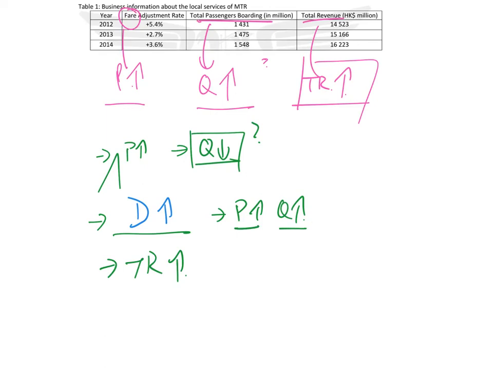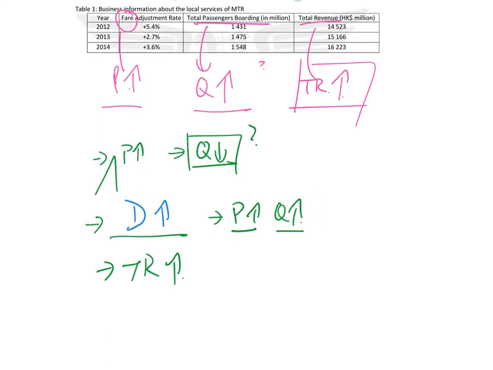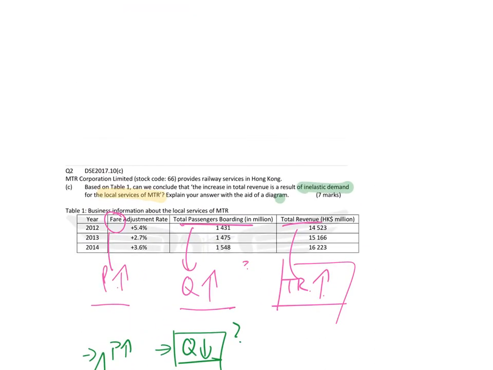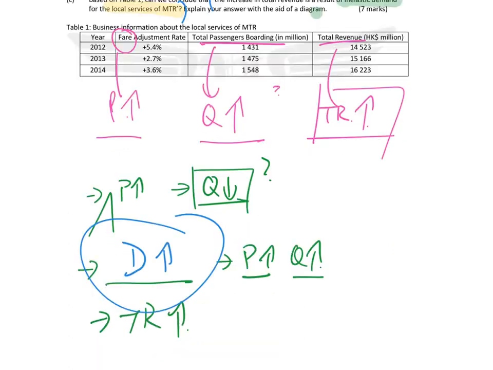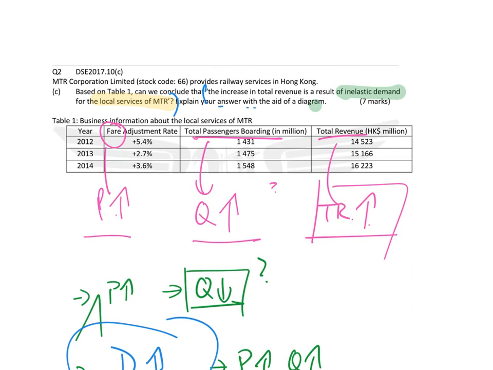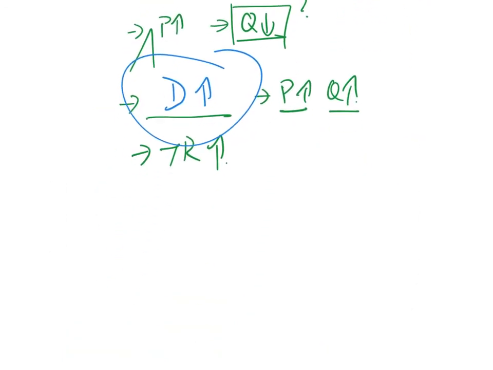We have no doubt, we do not use the elasticity of demand, because P and Q are in the same direction, so TR will definitely increase. So no need to be concerned about the responsiveness of the consumer. So we know that it is only because demand changed, not because of inelastic demand. So we cannot conclude this statement. This statement is wrong. Okay, but it asks you to answer with the help of the diagram. So what should we do?